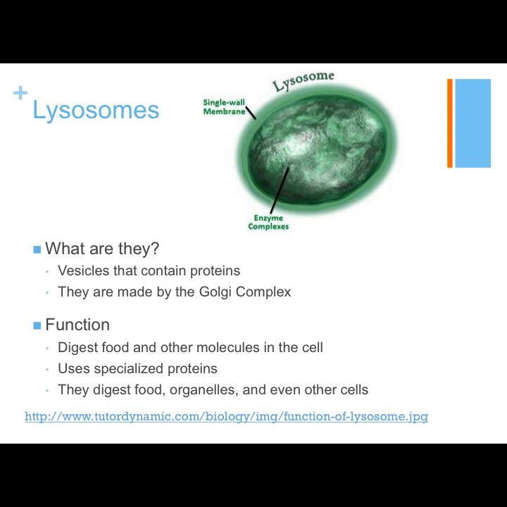Next, we have lysosomes, and these are little vesicles that contain proteins, and these are made by the Golgi complex, one of the packages that the Golgi complex makes. Its function is to digest food and other molecules that are in the cell, and it does this using proteins. So they can digest food, digest other organelles, and they can even digest other cells that might enter the cell.